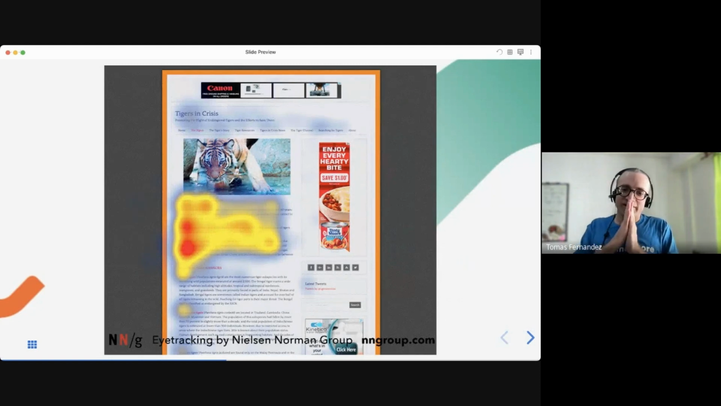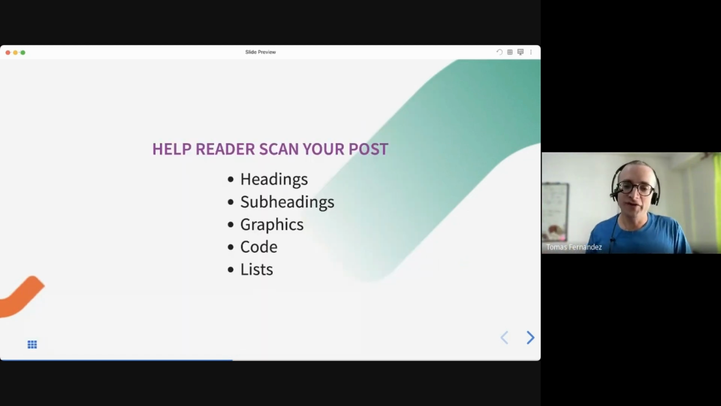What this image is telling us is that people tend to focus on the first paragraph and a little bit on headers and subheaders. Visual elements are also part of what makes an article easier to parse and to read. Remember that people will not read the whole thing in general. They will scan the article and find the parts they want. So we should take that into consideration.